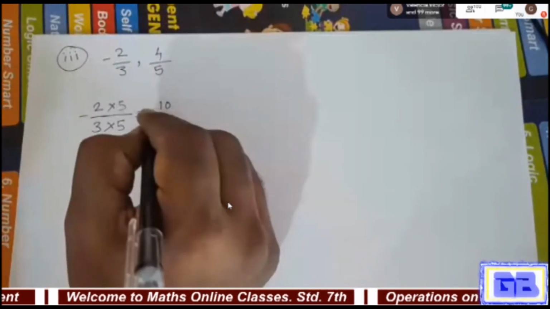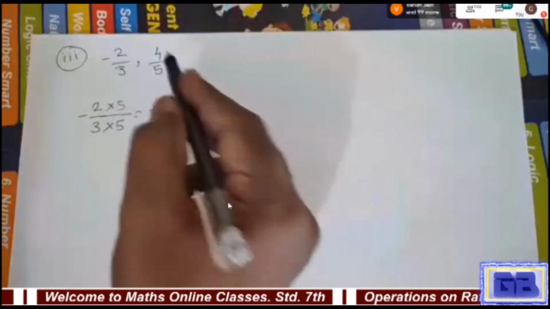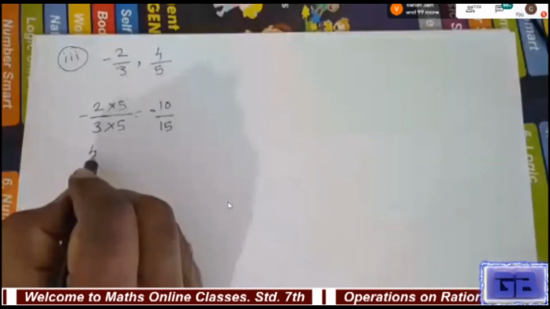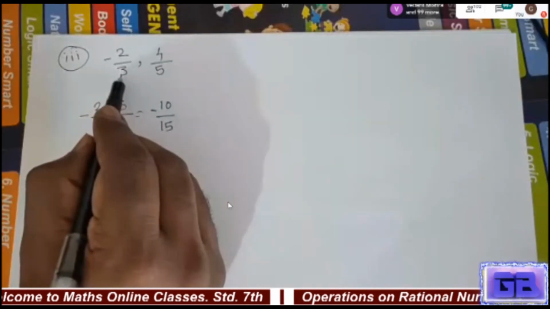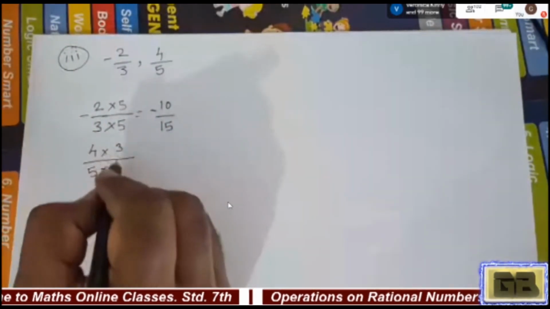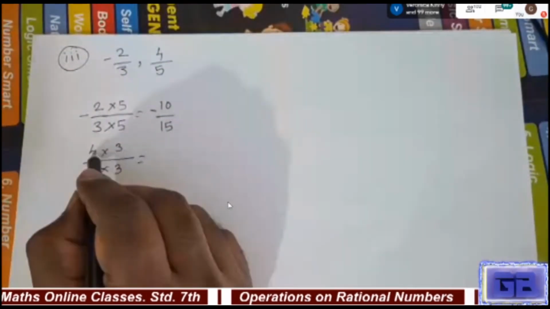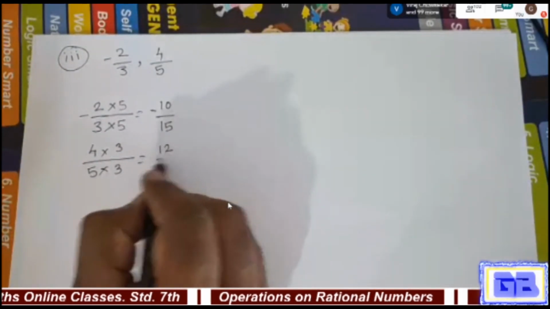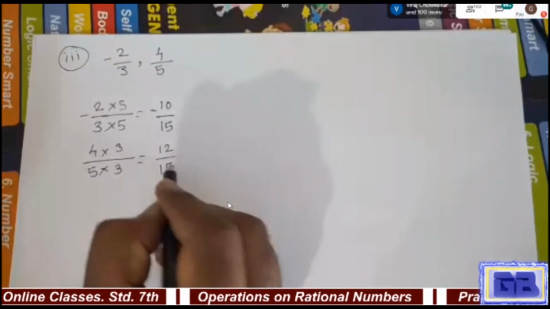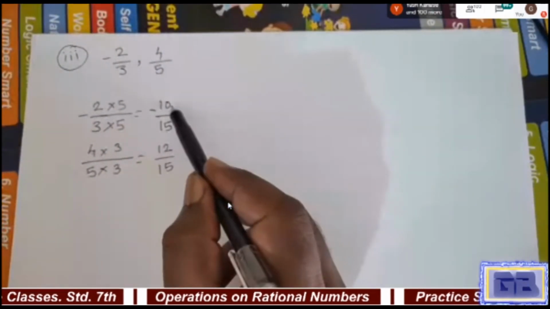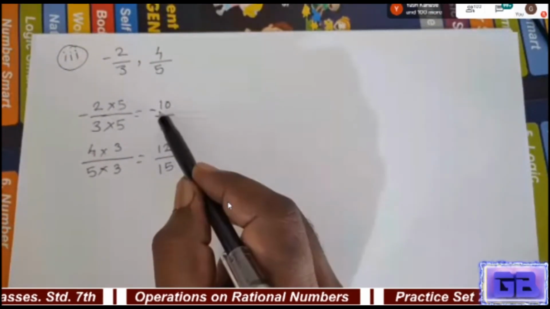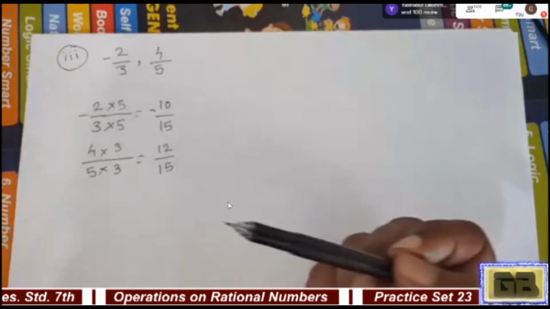Don't forget to give the negative sign as it is. Take the second fraction down, 4 upon 5, multiply with this denominator. Here 3, here also 3. 4 times 3 is 12, 5 times 3 is 15. So we got a lot of numbers in between. Don't consider it is 10 and 12, it is negative 10.